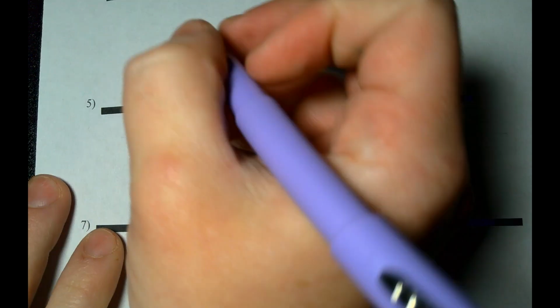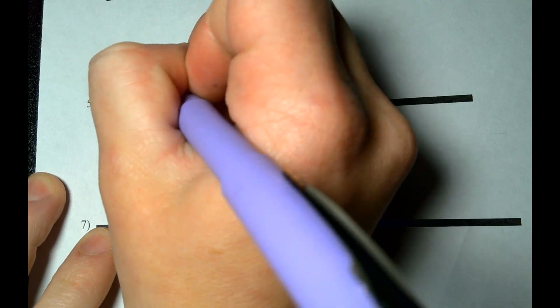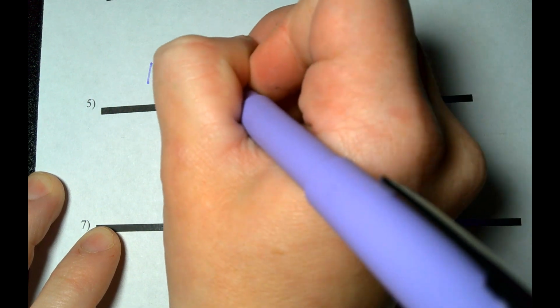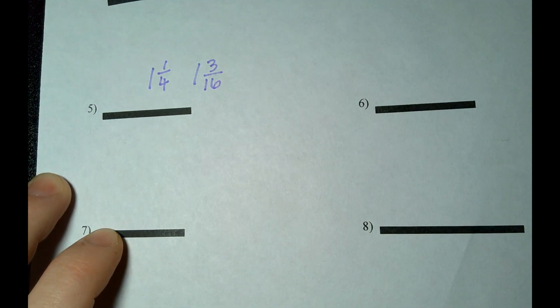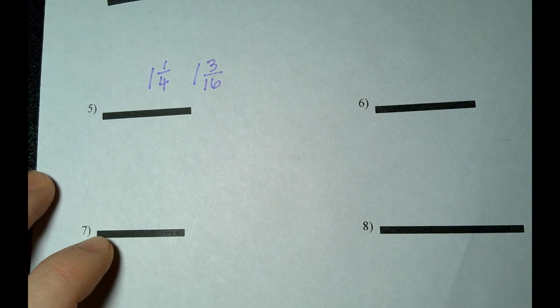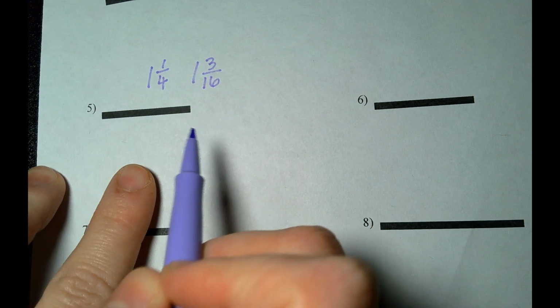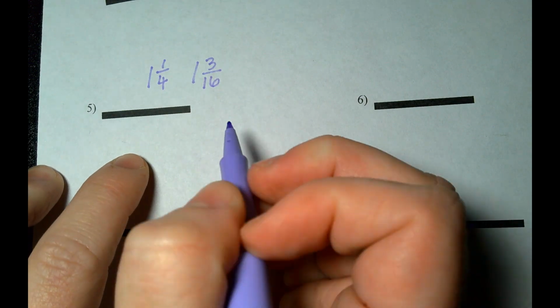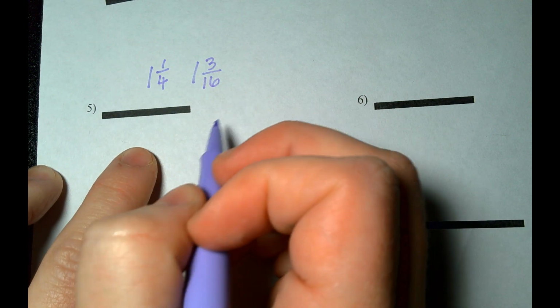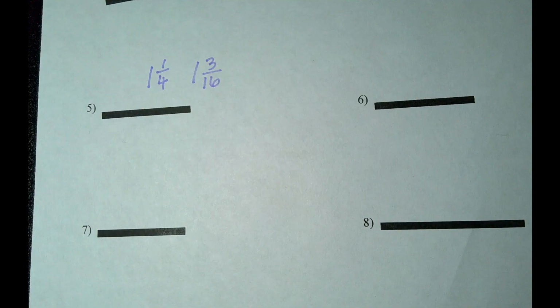Okay, let's look at number 5. What measurements did we get for 5? 1 1/4. 1 1/4, 1 3/16. Any other answers? Or did everybody get one of these two? Okay, 1 3/16, 1 1/4 still. Those are all the same. Yeah, the same. Okay, so let's see.